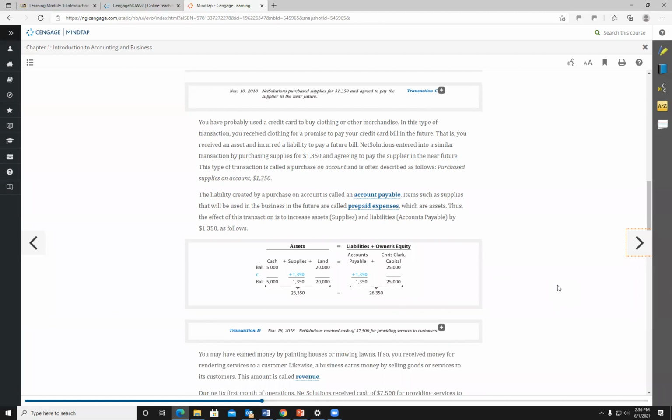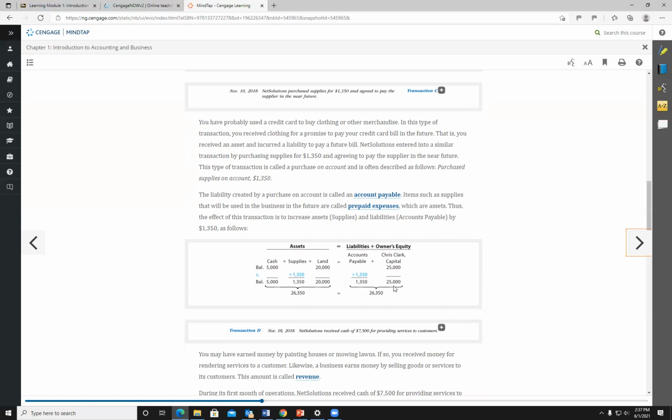The liability created by a purchase on account is called accounts payable. Items such as supplies that will be used in the business in the near future are called prepaid expenses, which are assets. So the effect of the transaction is to increase assets and liabilities. So if you look here, he purchased supplies, which is an asset, and he purchased it on account, which is a liability.